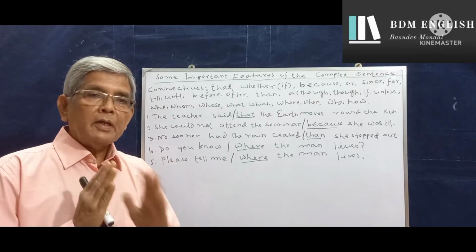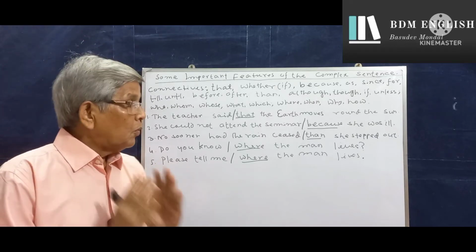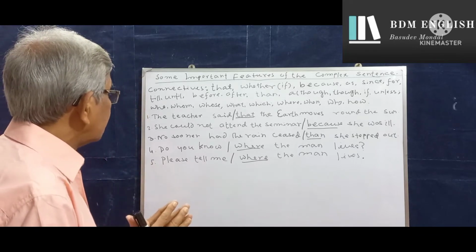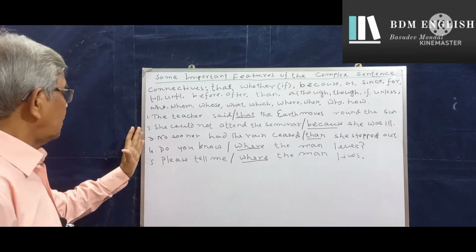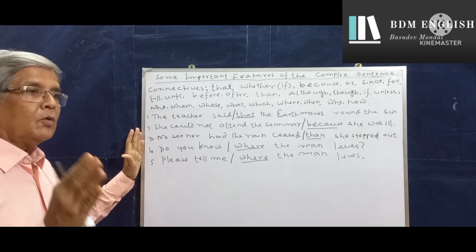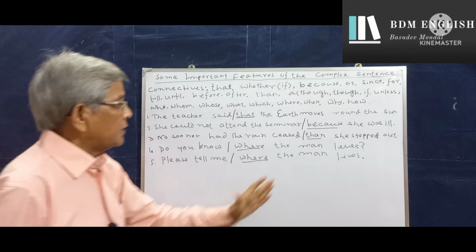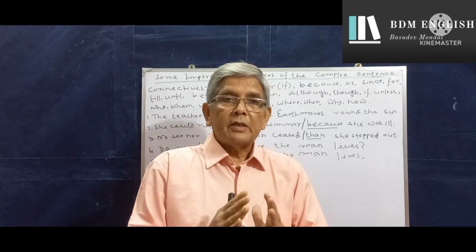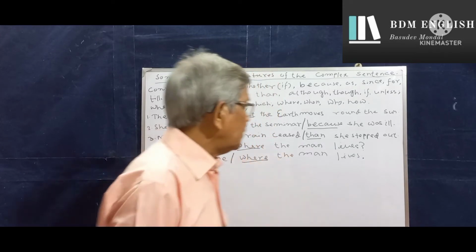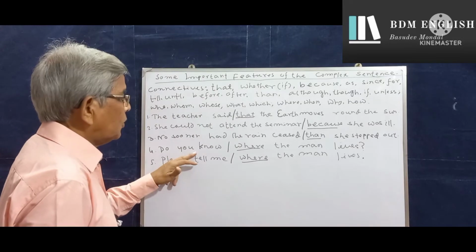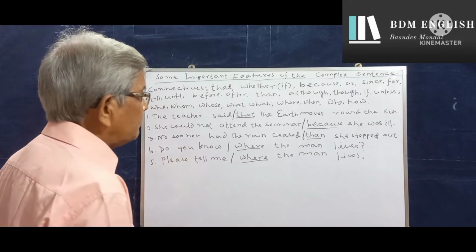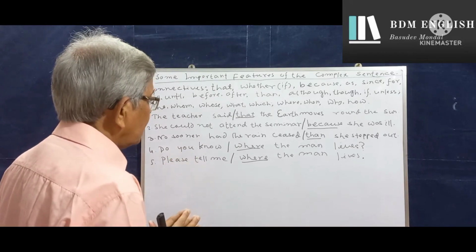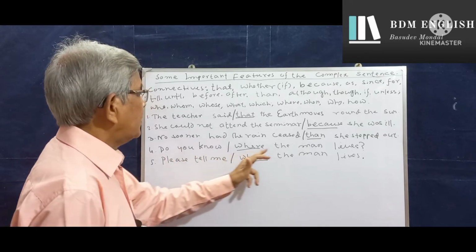But a very important point: whatever may be the category or class of the principal clause, that is the class of the whole complex sentence, the subordinate clause is always only declarative in form. So we cannot say, "Do you know where does the man live?" We can say, "Do you know where the man lives?"